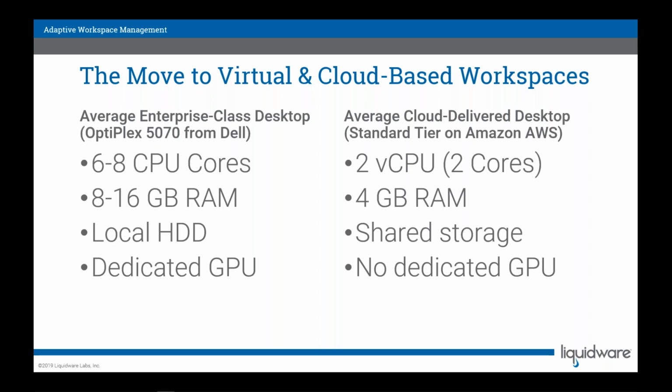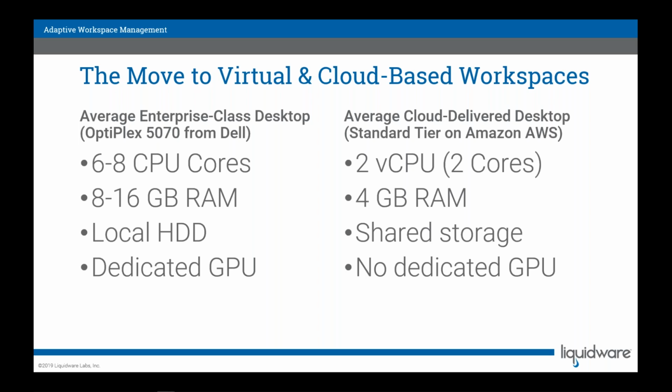They all have a local hard drive. They all have some type of dedicated GPU, whether it's a GPU card or whether it's a GPU chip function that's integrated into their motherboard. Now, by way of contrast, let's look at the average cloud-delivered desktop. And I went up to Amazon and some of their AWS standard delivery tiers, and their standard desktop is 2 vCPUs.